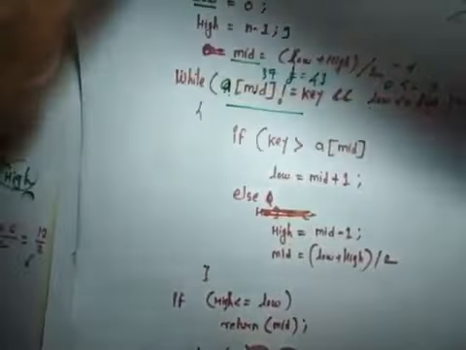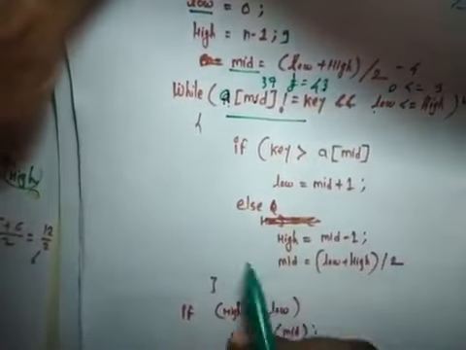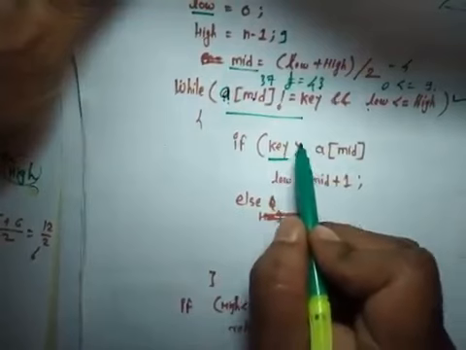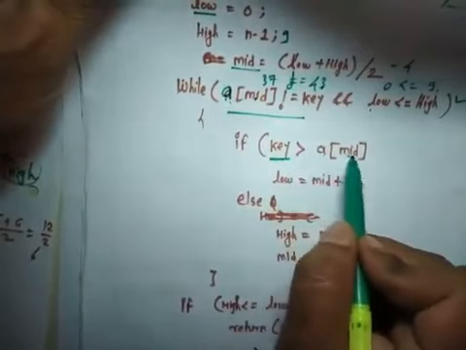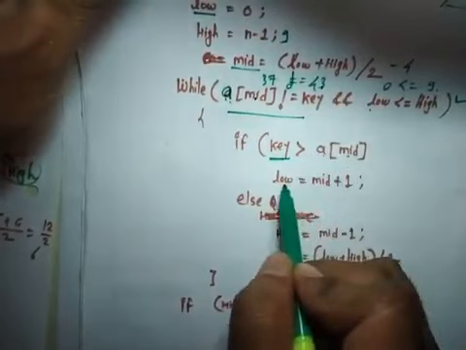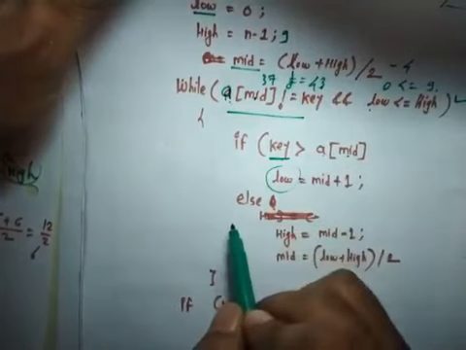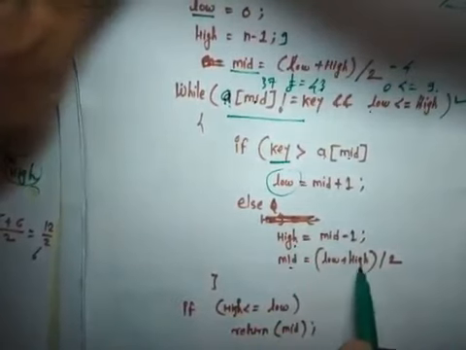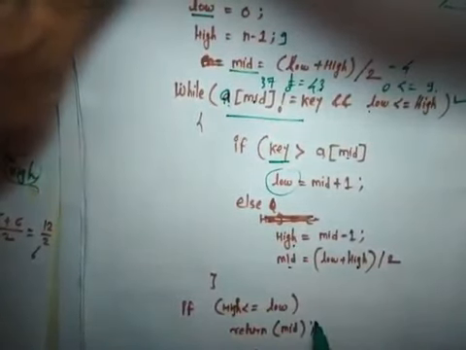Now in the if part, what we are doing is checking whether the key value we have is greater than the mid position value. If it is greater than the mid position value, then what are we going to do? We are going to update our low position. Else we are going to update our high position, and then again we are going to find a new mid value.